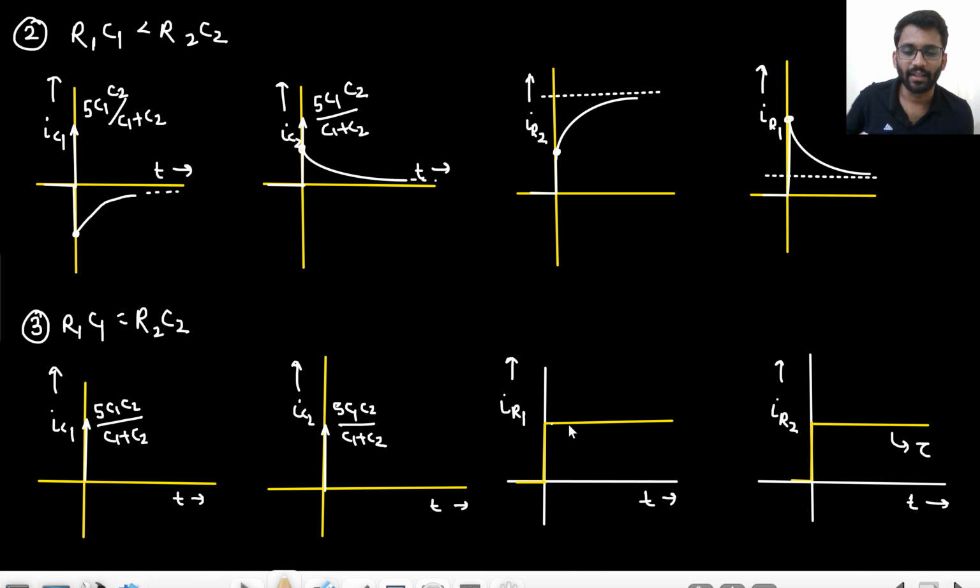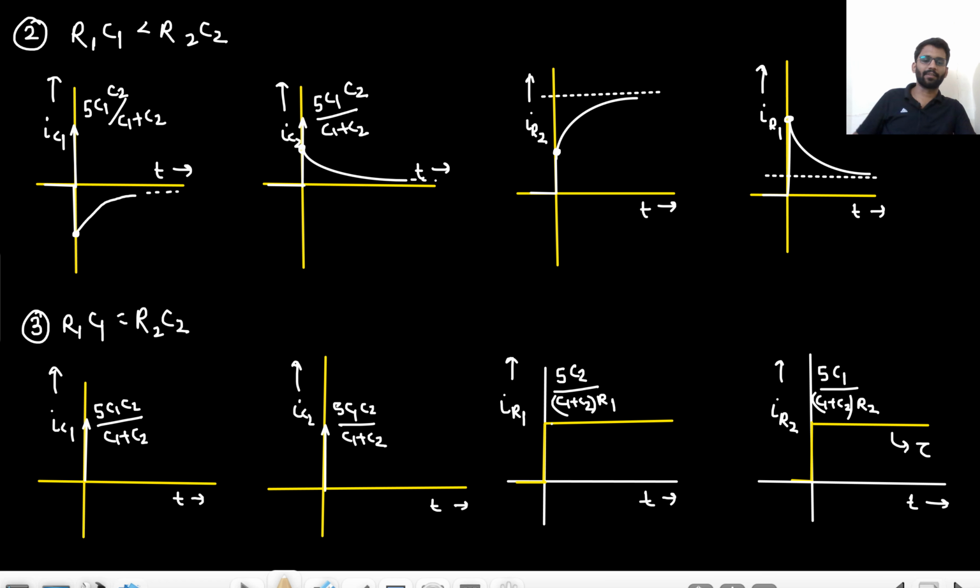So what is the value of IR1? Simply the voltage. What was VC1? That was 5C2 upon C1 plus C2, divided by R1, right? And what is the value of IR2? That would be 5C1 upon C1 plus C2, divided by R2. These are the graphs. Okay. So these are the final graphs.